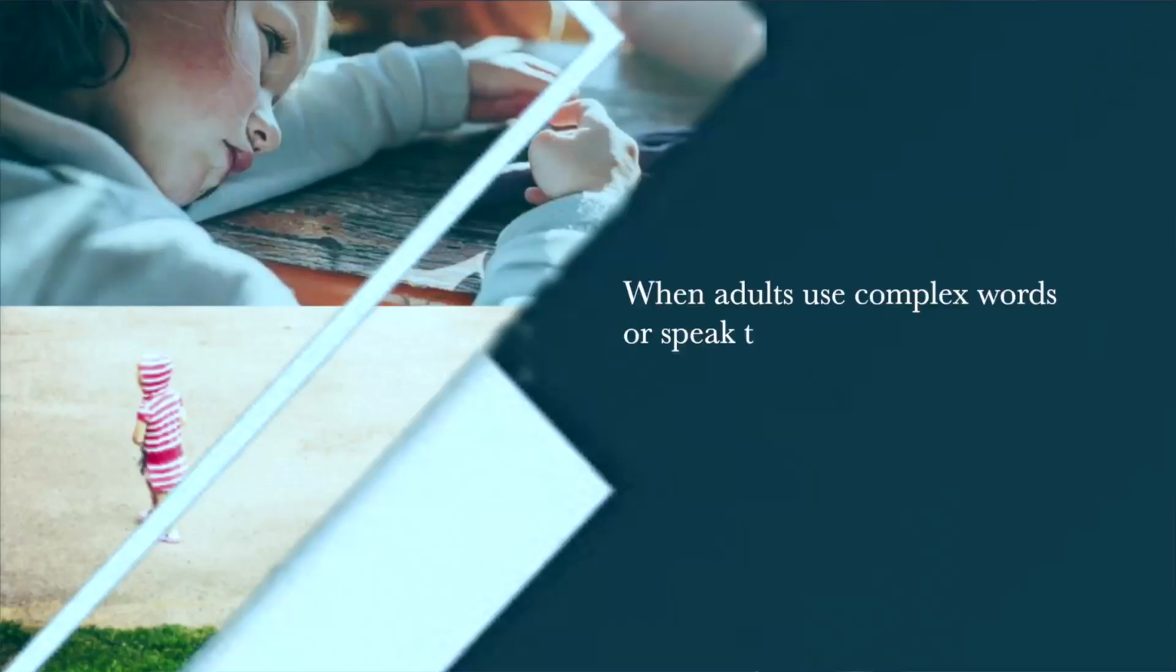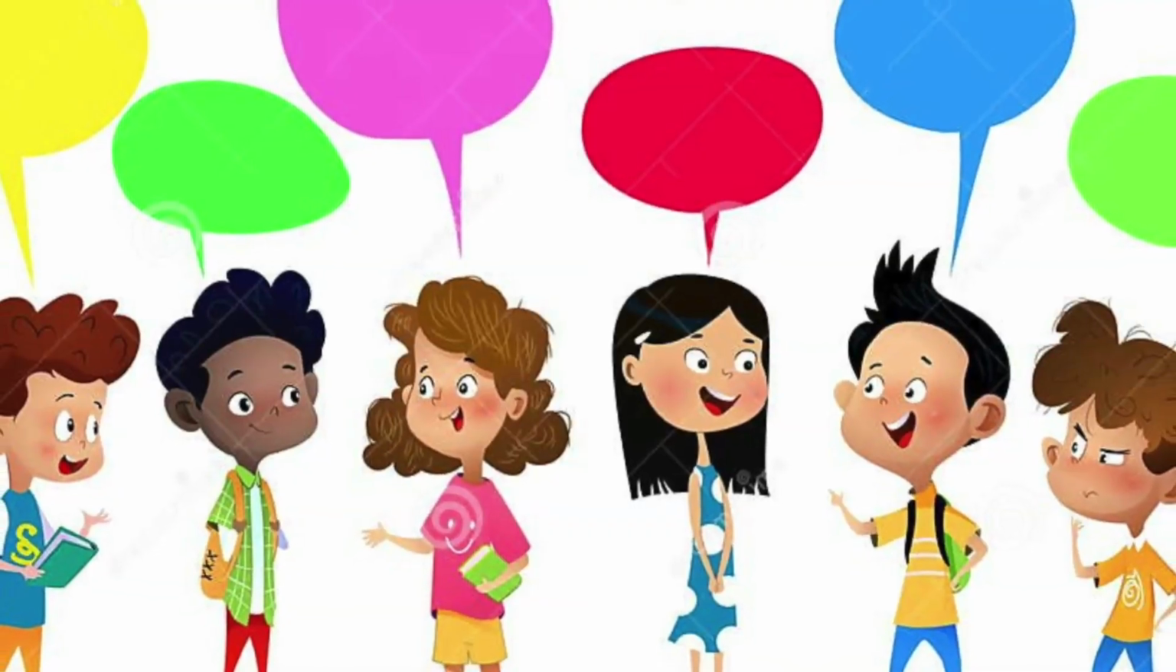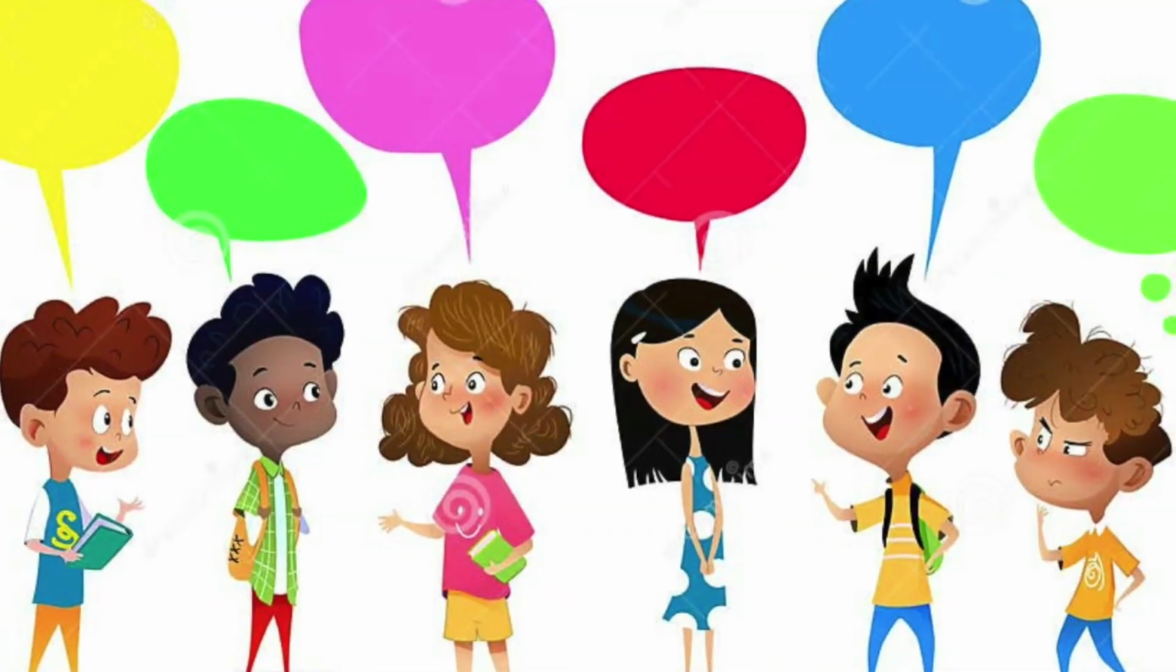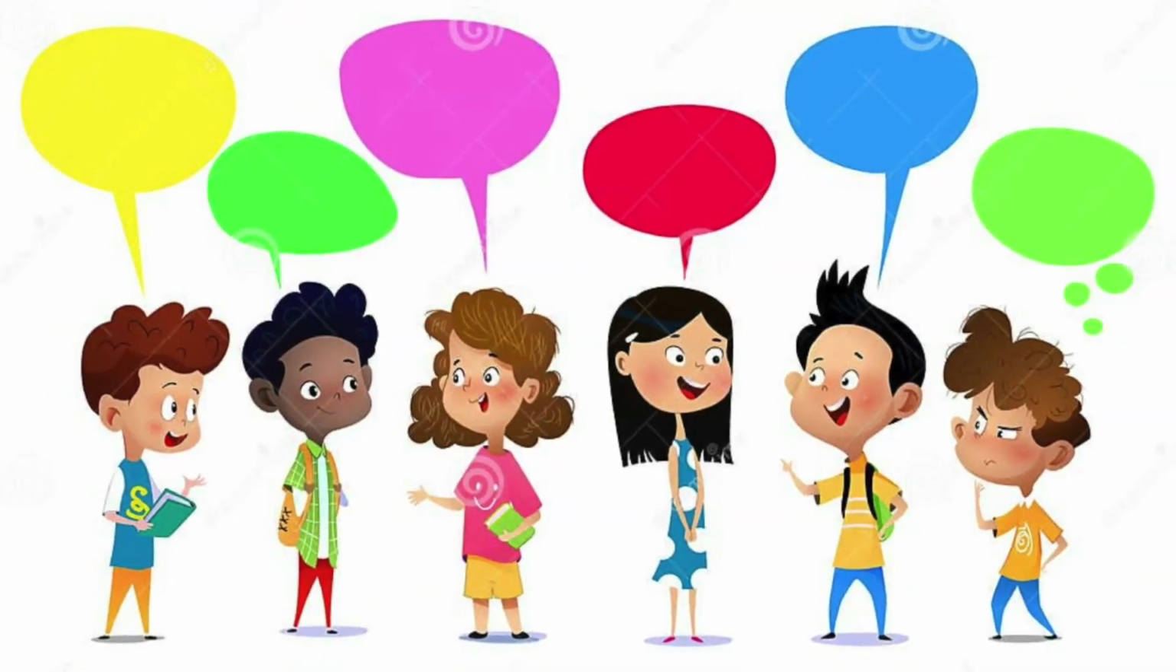Firstly, when adults use complex words or speak too fast, young children may struggle to understand or follow conversations. This can make it difficult for them to respond appropriately, thereby leading to frustration and reduced confidence in social settings.